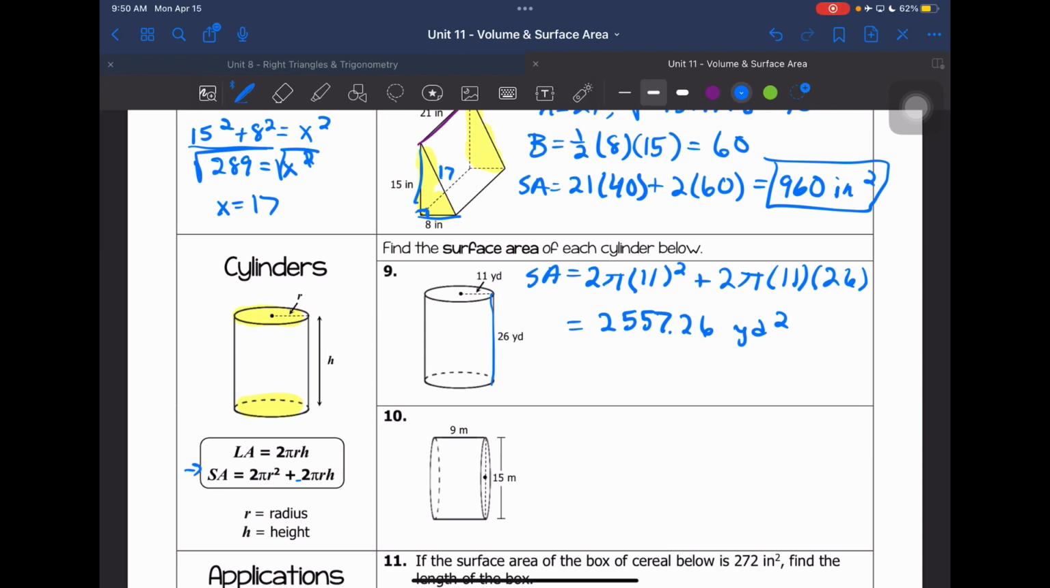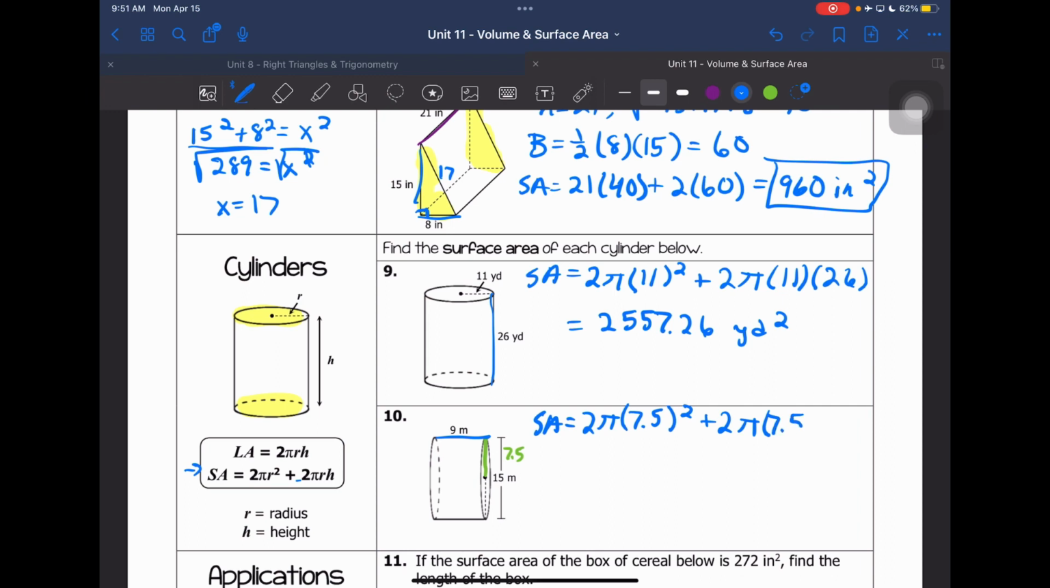Okay, number 10, there's just a little bit more work to this one because they didn't give us the radius. Notice how our circle is on the right, and all of this is 15, which could be like the diameter of that circle. If I just want half of this, that would be 7.5, or half of 15. So I'm going to use that measurement in my formula. The 9 would be my height. So 2 pi 7.5 squared, because that's my radius, plus 2 pi, and then I need RH.